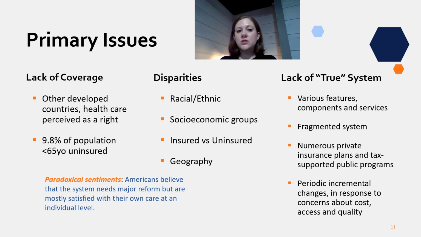And lack of a true system. There are various features, components, and services within a fragmented system, with numerous private insurance plans and tax-supported public programs. There are periodic incremental changes in response to concerns about cost, access, and quality, but no overarching plan for change.